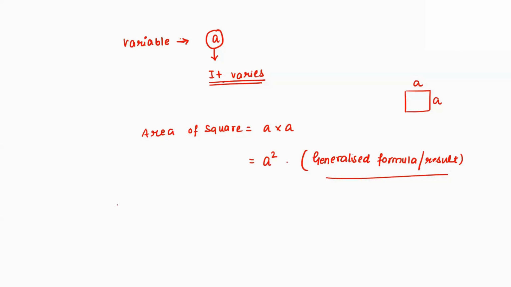For example, if someone says that the side length is 10 units, we will just substitute that value in this generalized result and we will get 100 as the answer. So basically we learn algebra so that we can understand how to generalize results. There are a lot of things that we can have.